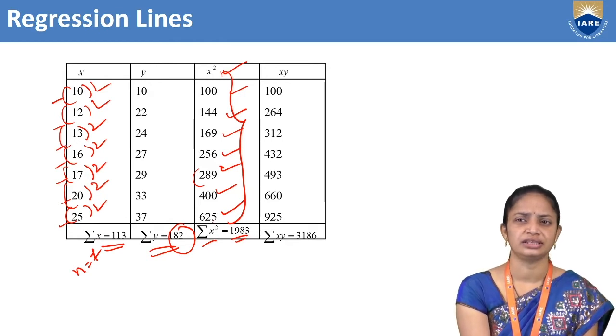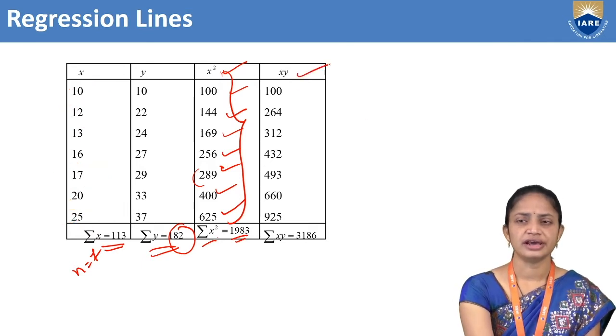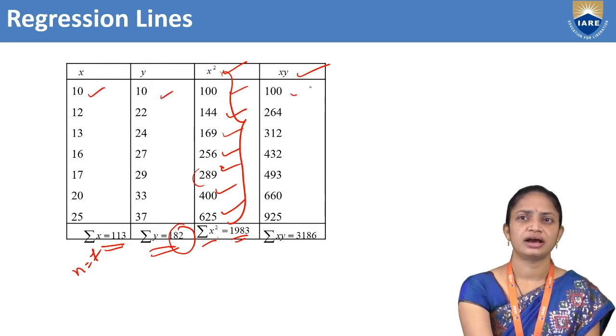So 1983 is summation x square. Like that, for here we need summation xy. For that we need to multiply x and y. So x and y: 10 into 10, 100.